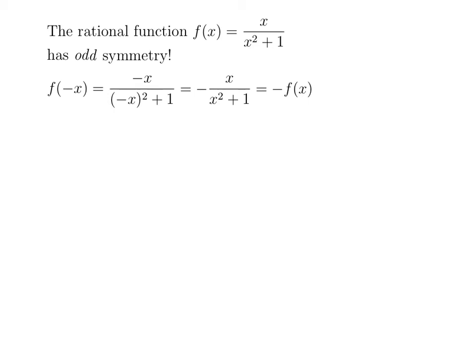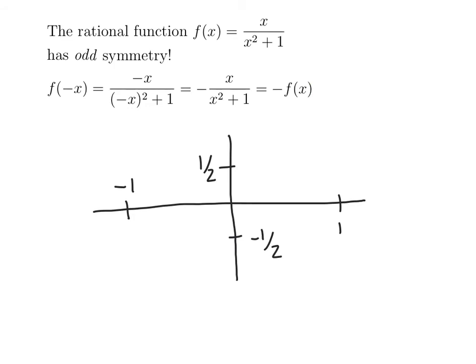Often in graphing rational functions, you should check for symmetry. We're not going to ask you to do this, but we're going to run through it really quickly here. This function has odd symmetry, meaning the function's value at minus x is negative the function's value at x.